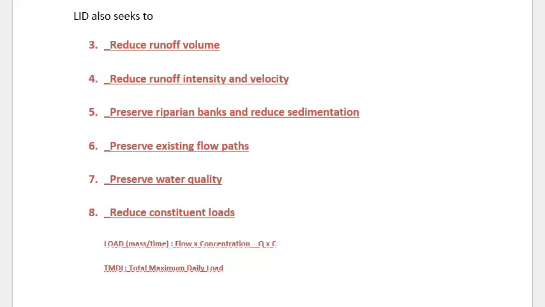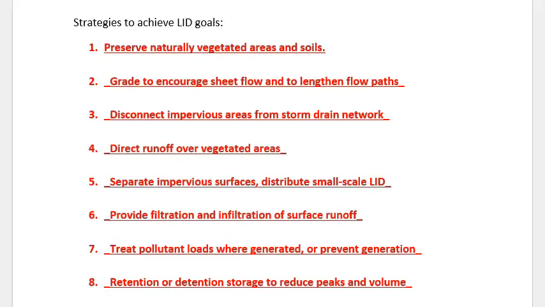Reduce runoff volume, reduce runoff intensity and velocity, preserve riparian banks and reduce sedimentation, preserve existing flow paths, preserve water quality, and reduce constituent loads. So how do we do that? Well, we preserve naturally vegetated areas and soils as much as we can. We grade to encourage sheet flow and to lengthen flow paths. So if you can get it flowing nice and flat over long areas, it's more likely to infiltrate and less likely to run off and less likely to create erosion problems.